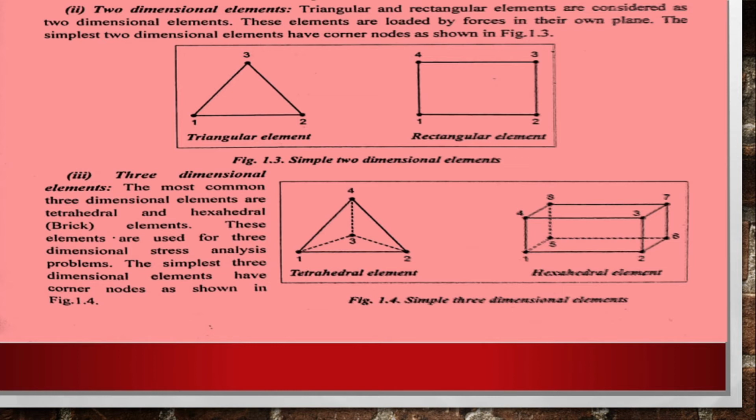Normally, a tetrahedral element is similar to the triangular element, but in a triangular element we get only three nodes, whereas in a tetrahedral element we get four nodes. The hexahedral element is similar to the rectangular element, but in a rectangular element we get 4 nodes. Here in hexahedral we get 8 nodes.